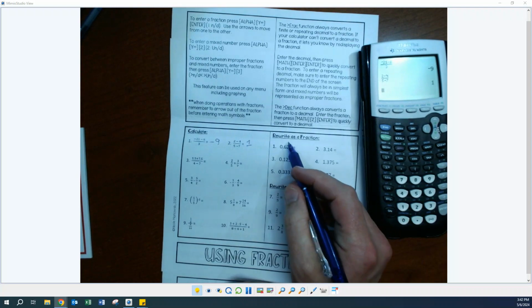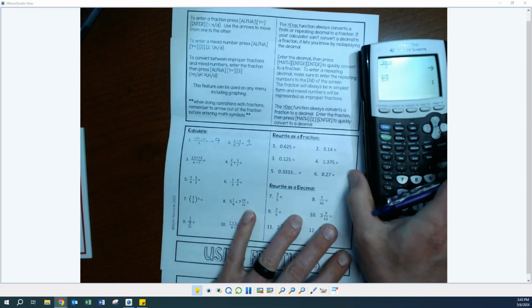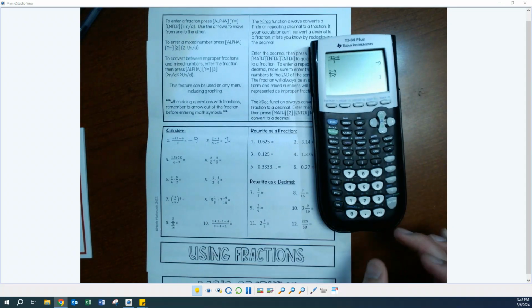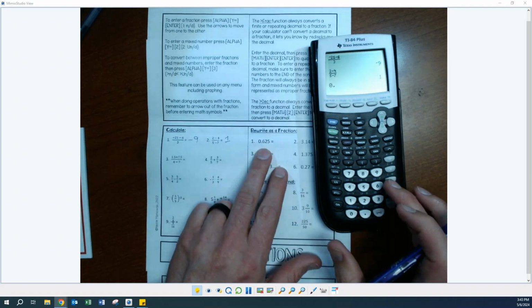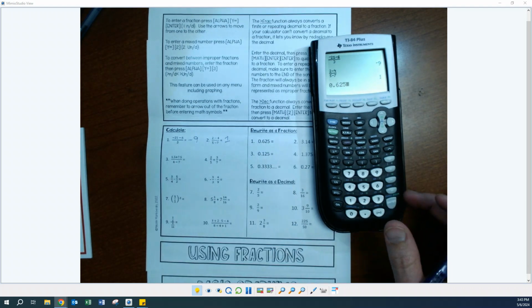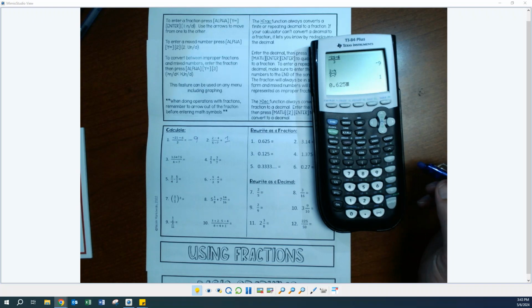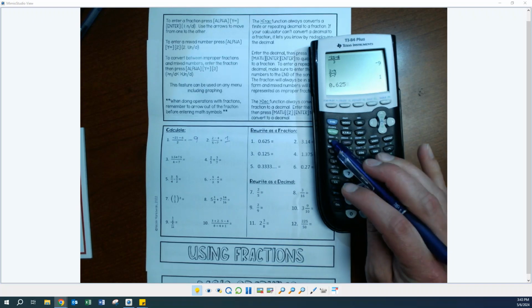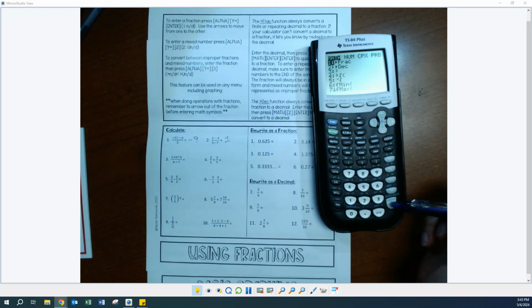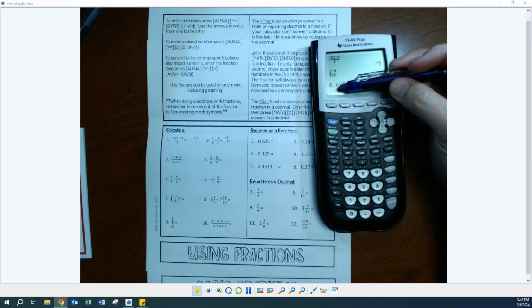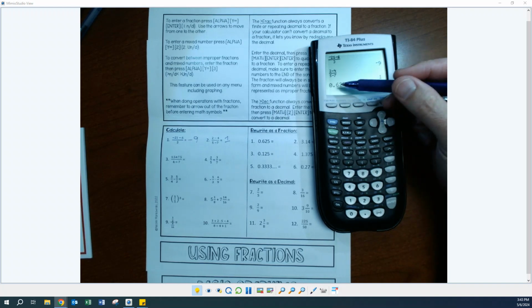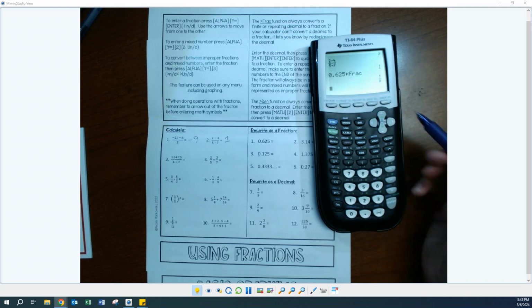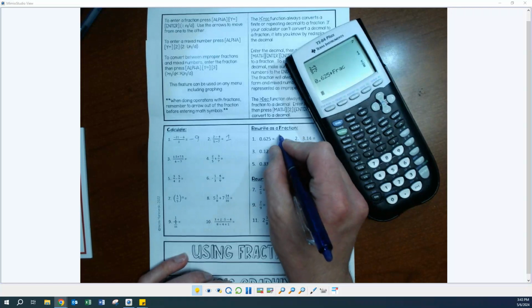So if we want to rewrite a decimal as a fraction, you would type in the decimal 0.625. You hit math. You hit fraction, which is this very first one. And you're telling the calculator, take this decimal, convert it into a fraction. And it will for you, 5/8.